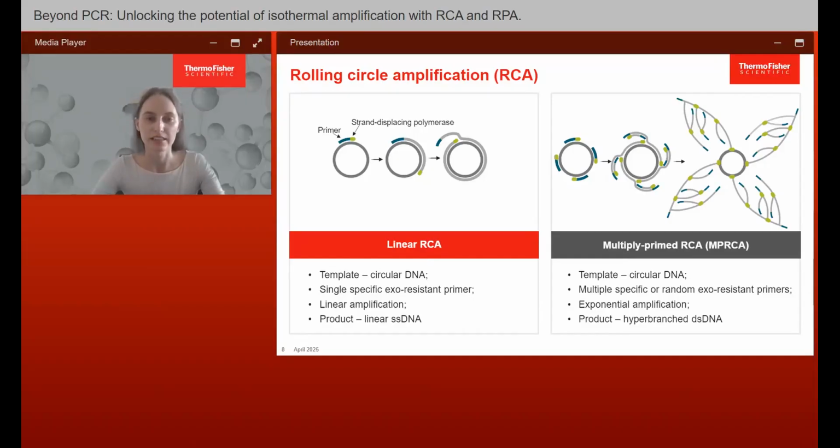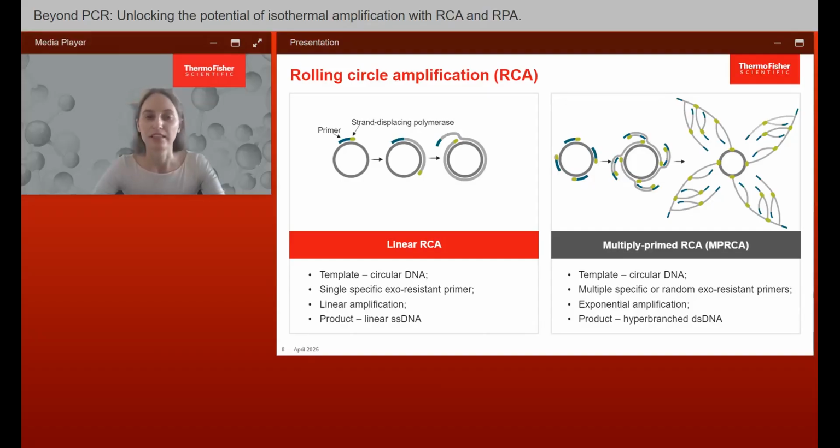So in linear RCA, we use a single specific primer, and the design of this primer follows typical PCR primer design guidelines. So you should avoid secondary structures, homopolymer stretches, and repeats. But additionally, as DNA polymerases used in these kinds of reactions have strong exonuclease activity, your primer should be exonuclease resistant, with at least 2 phosphorothioate bonds to prevent degradation.